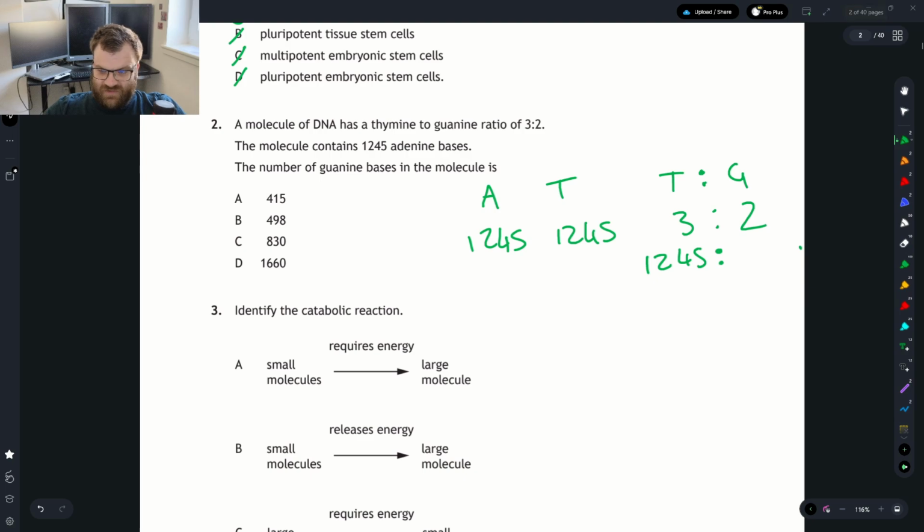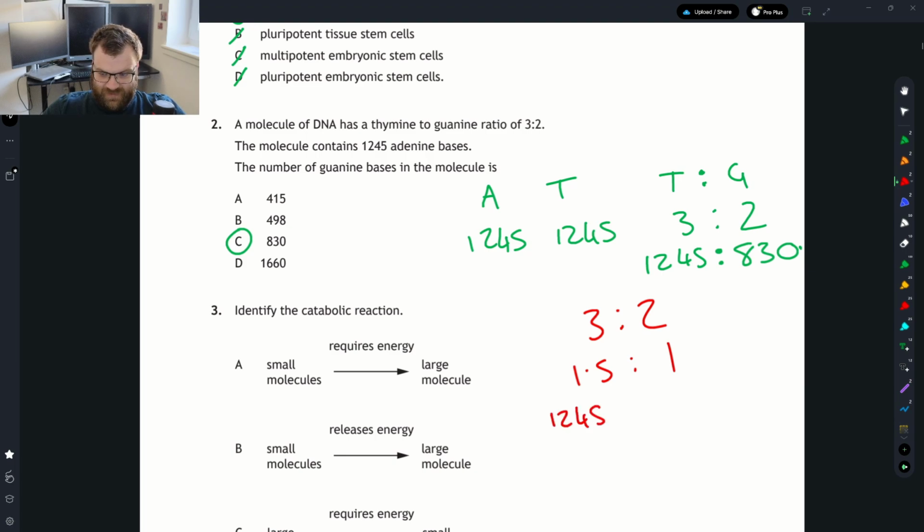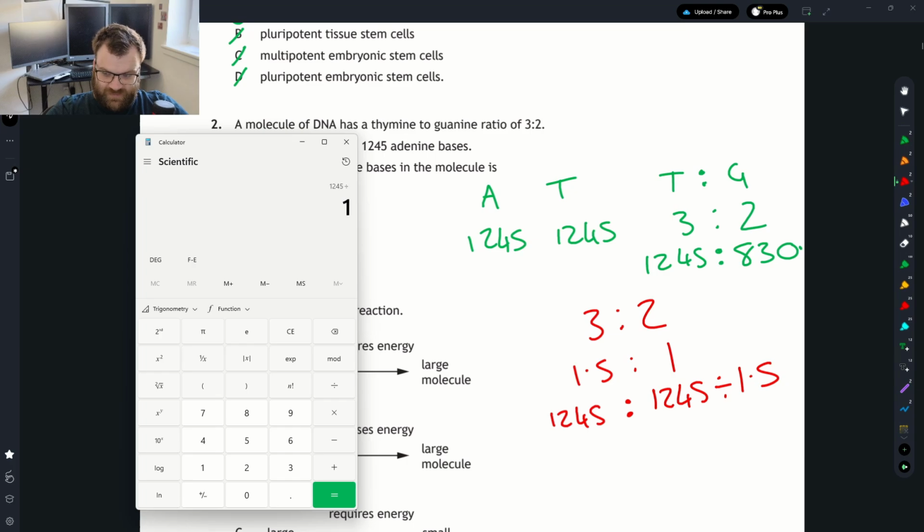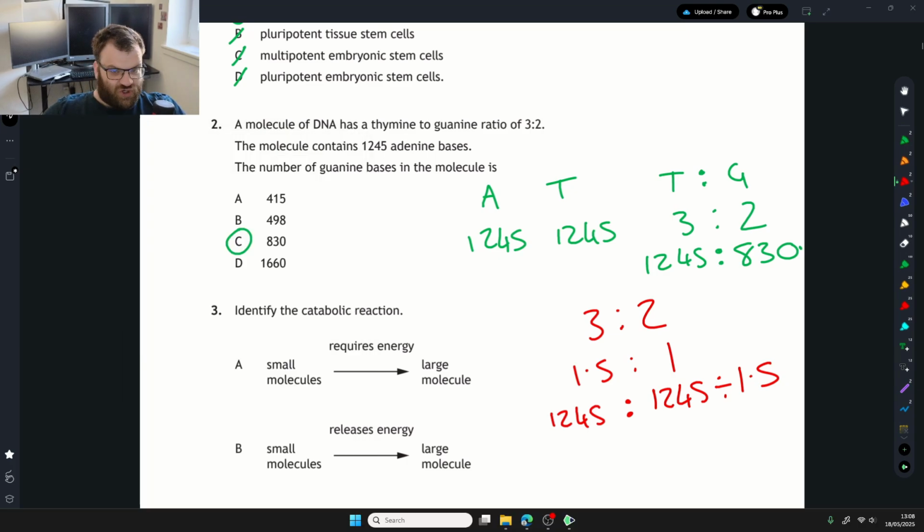That gives us 830 as our answer of C. Another option is, well, 3 to 2 is the same as 1.5 to 1, so divide both of them by 2. Then if we have 1,245, we want to see what the other number is. Well, if we do that, 1,245 divided by 1.5 also gives you 830, because again we're dividing by 3 and times it by 2. Sure, there are other ways of dealing with that as well, just whatever way works best for you and those kind of values.